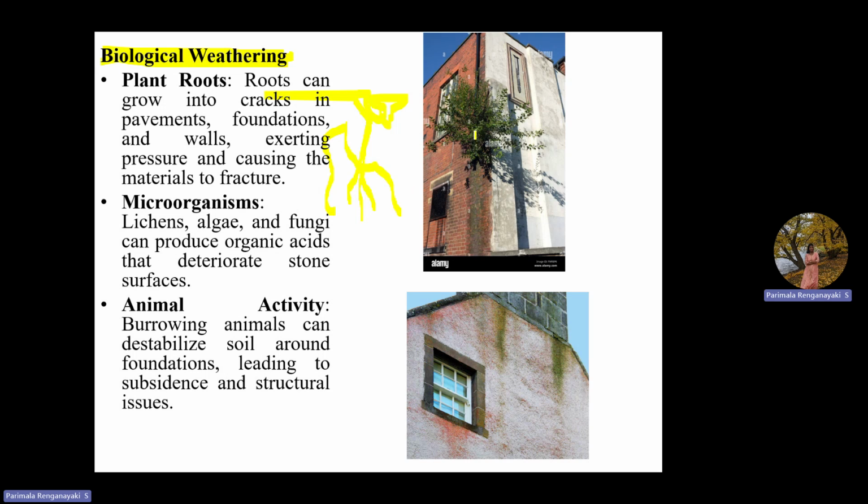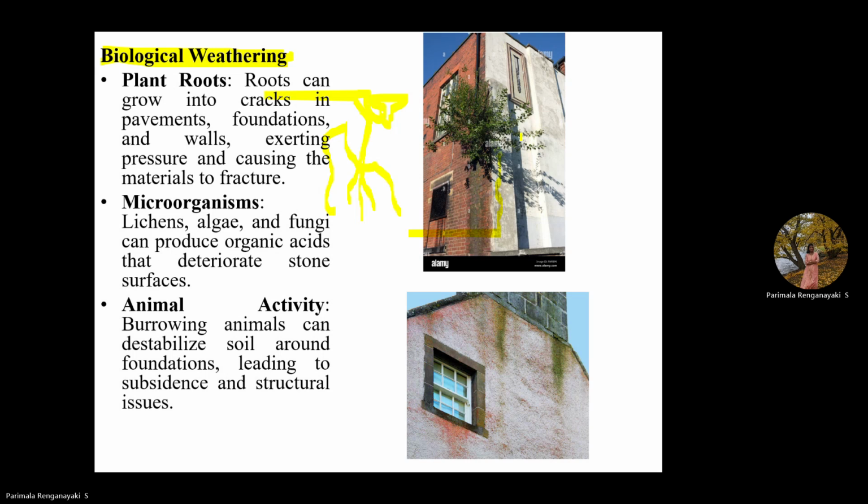Even in a building, sometimes small plants grow where there is moisture as well as a lot of sand. These plant roots can grow into the cracks in pavements, foundations, and walls, exerting pressure and causing the materials to fracture. See here, you can see the fracture in this building because of this plant.